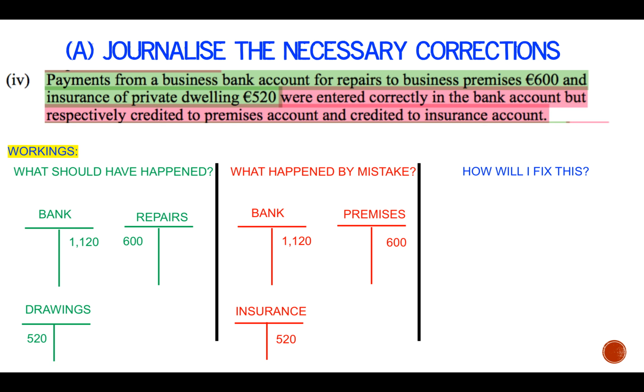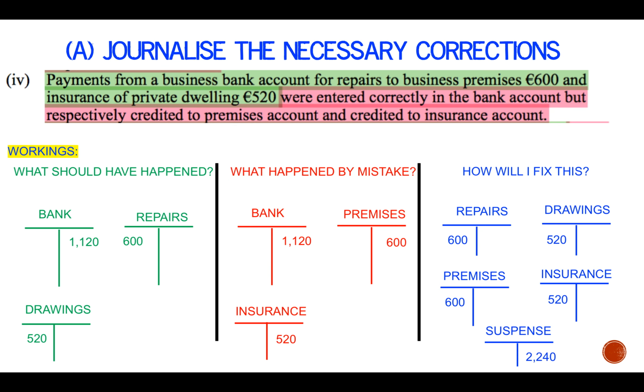So let's fix it. All right, so we don't need to fix the bank because the bank was entered correctly. But the repairs account, we need to enter that. So 600 debit side repairs. Drawings, 520 debit side drawings. All right. Then our premises account is incorrect on the credit side, so we debit the premises account. The insurance, 520 is incorrect, so we debit the insurance account. And then suspense, credit side, €2,240. And that is that fix there.